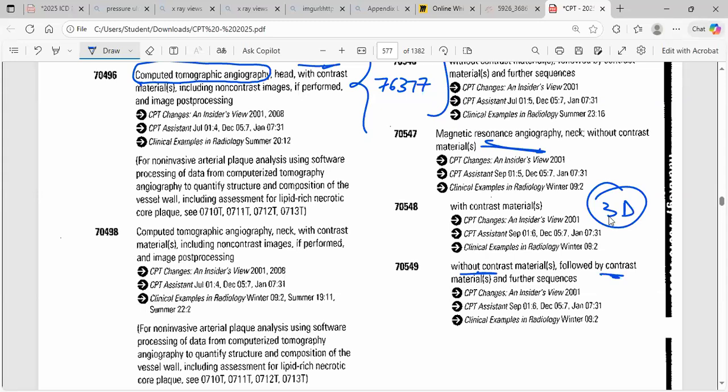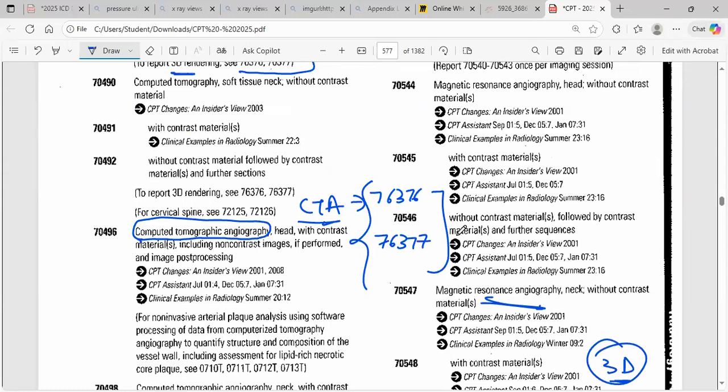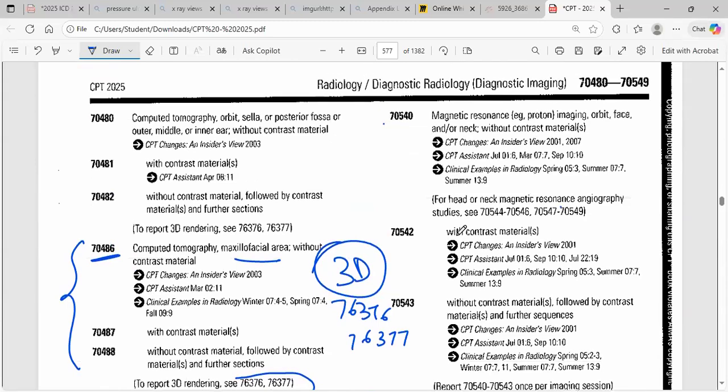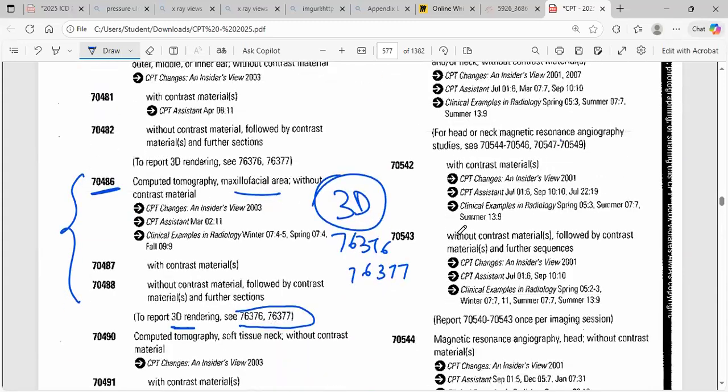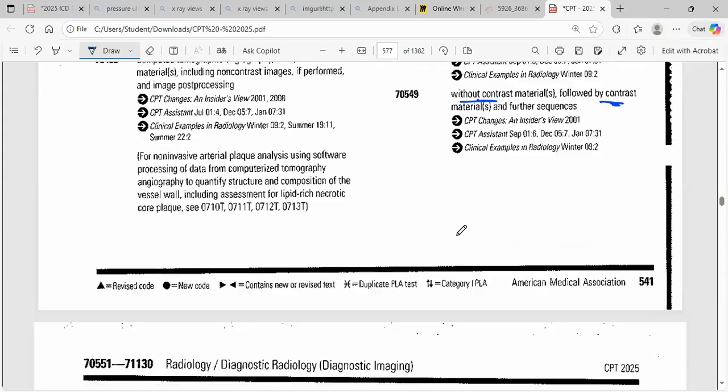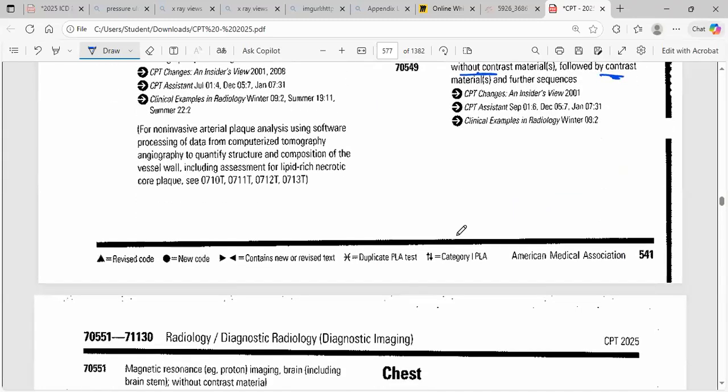3D is always included in the angiography procedure, whether it's a CTA or an MRA, and you are not going to bill the 3D separately with the MRA. If you are billing the MRI, then you are allowed to bill the 3D separately with the MRI if it is performed in conjunction with the MRI. Next we have the codes for the guidance.